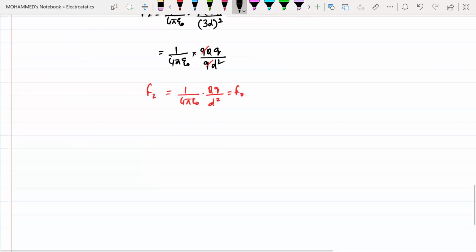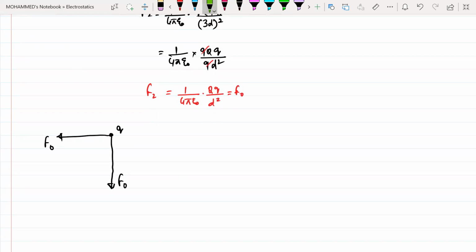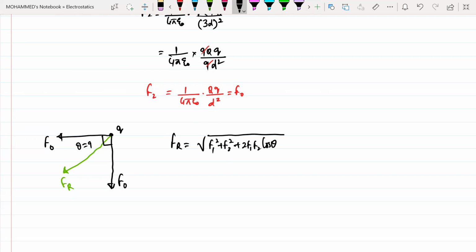Now both of them are the same, beta. That means on small q, there is one force acting in this direction, and another force acting in this direction. This one is your F naught, this one is also your F naught, and you know from vectors, when two forces are at an angle, the resultant is given by the Pythagoras theorem. I can write F resultant will be equal to under root of F1 square plus F2 square plus 2 times F1 F2 cos theta. So what is the angle between these two, beta? Theta is equal to 90 degrees, and this is the direction made by this one, that is alpha.